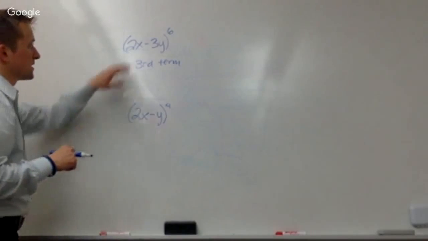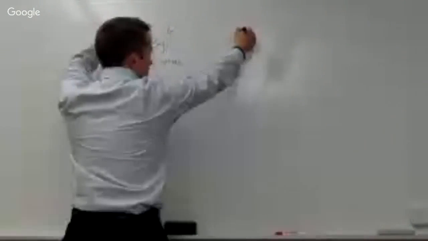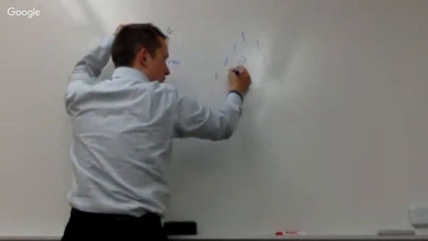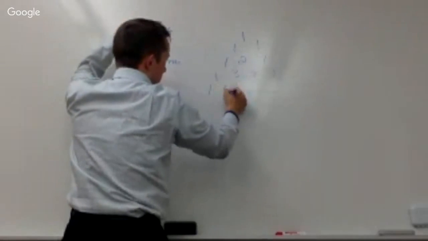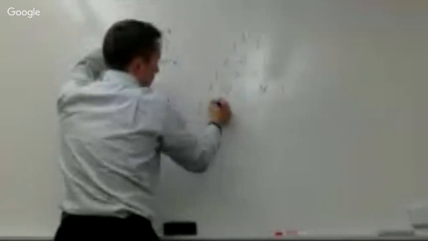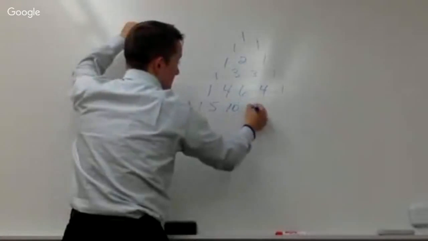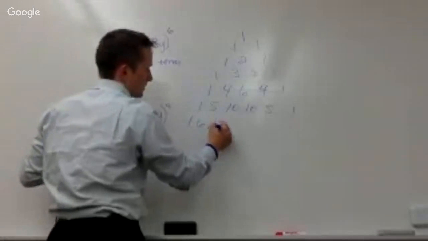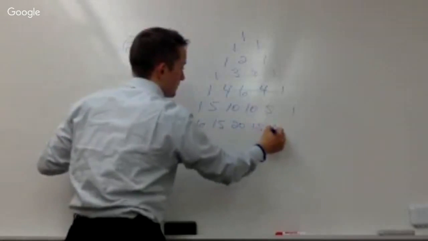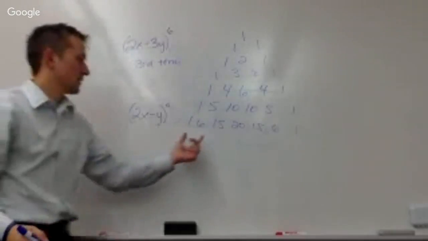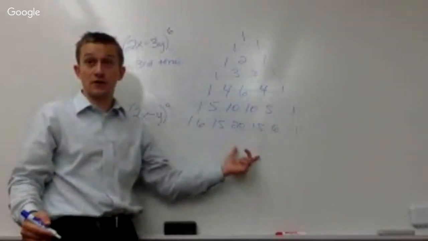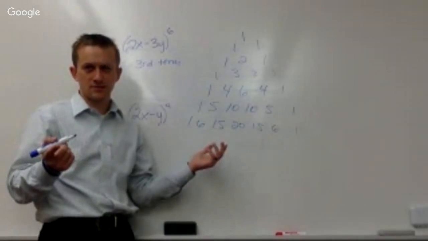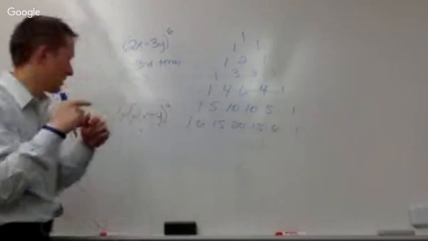You'll have that on your formula sheet. So Pascal's triangle follows the following pattern: 1, 1, 1, 1, 2, 1, 1, 3, 3, 1, and so on and so forth. Something important to note: the number of terms you have will always be 1 greater than your highest exponent. Meaning that if you have this to the 6th power, how many terms will it have? 7. Does that make sense?